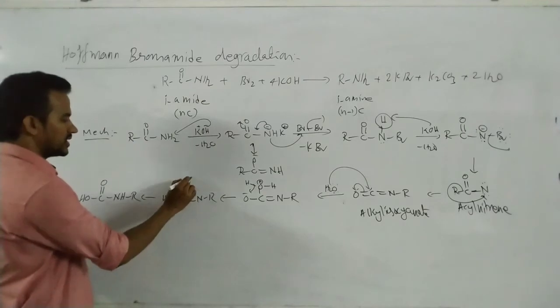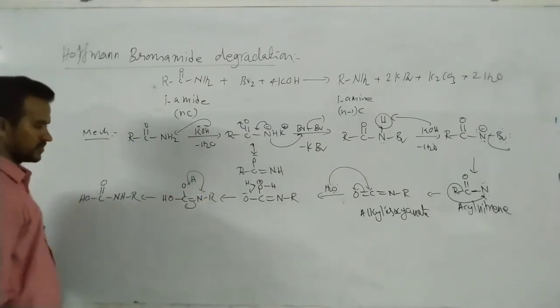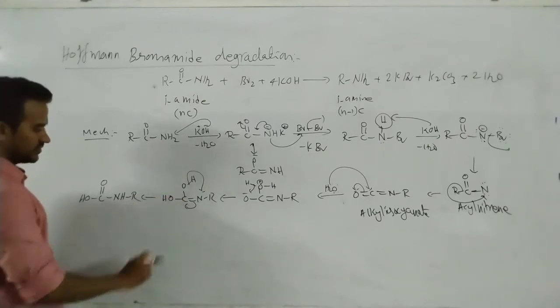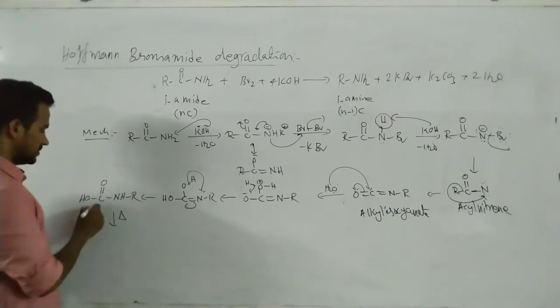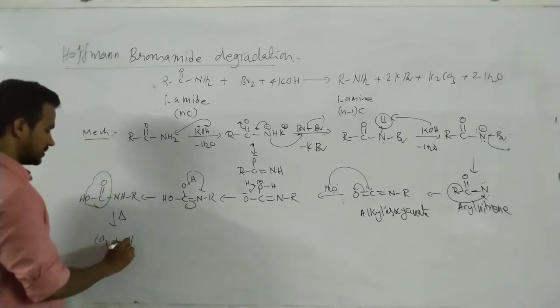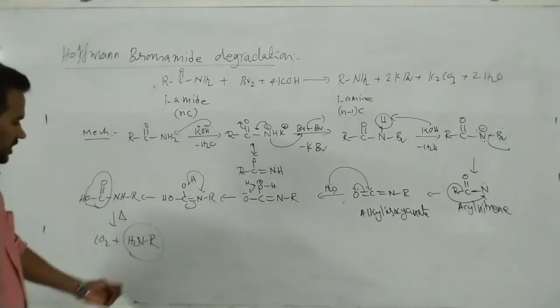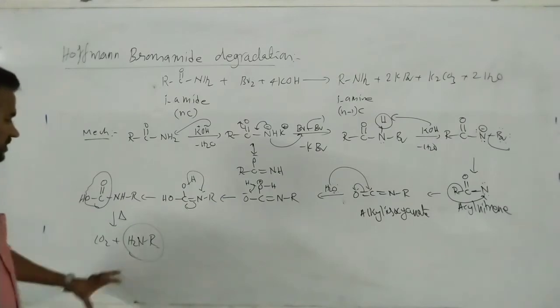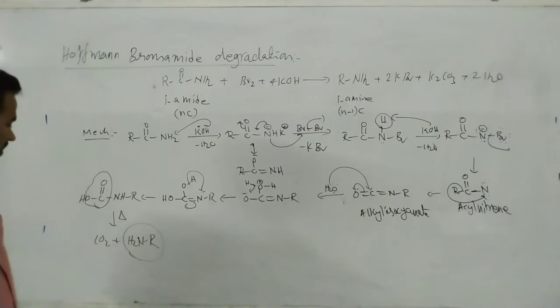That means here proton transfer takes place, and the double bond also shifted. So this is the compound. Now this one on heating, loss of CO2 takes place. So here CO2 plus RNH2. So that is the final product in this case. On heating of this one, loss of CO2 takes place, we will get the primary amine.